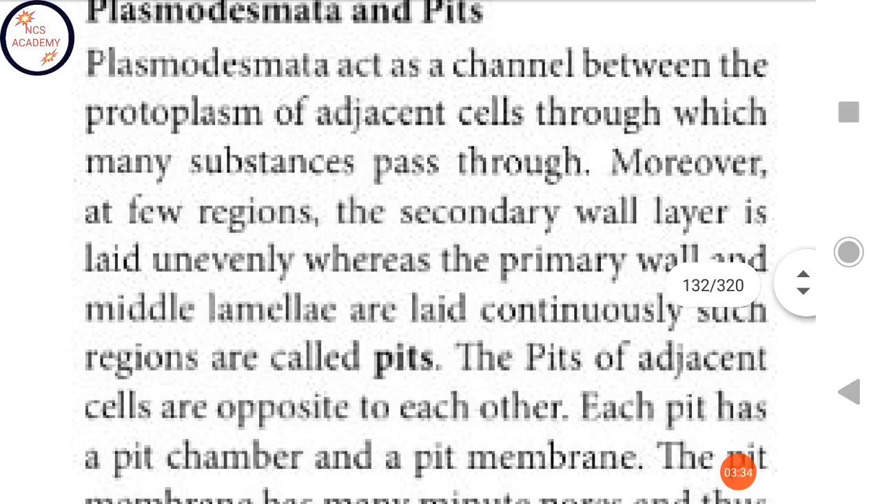Moreover, in a few regions, the secondary wall layer is laid unevenly, whereas the primary wall and middle lamella are laid continuously. Such regions are called pits. The main function of this is to transport material between the adjacent cells.